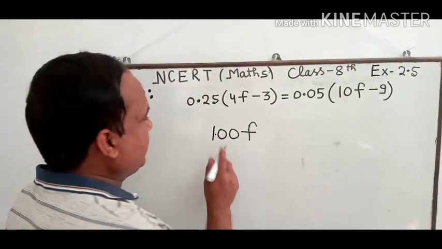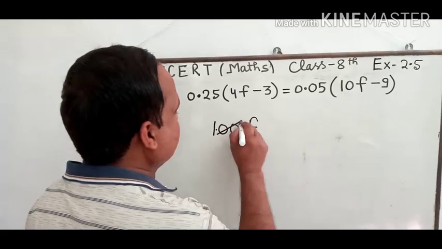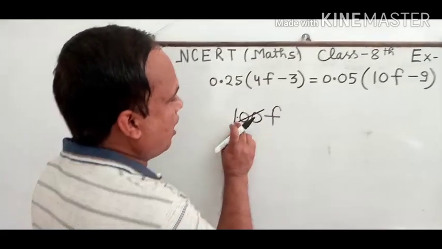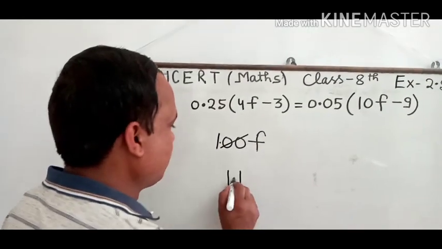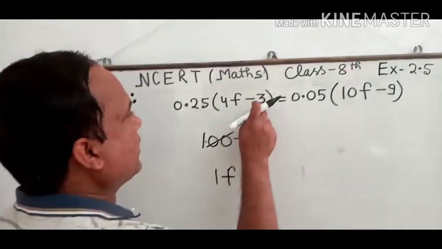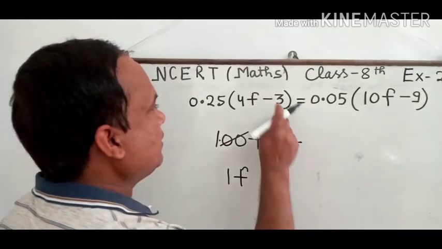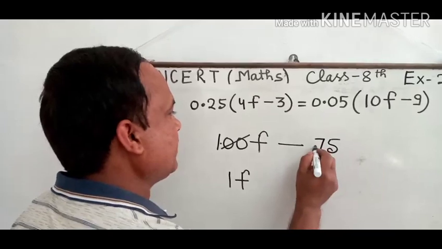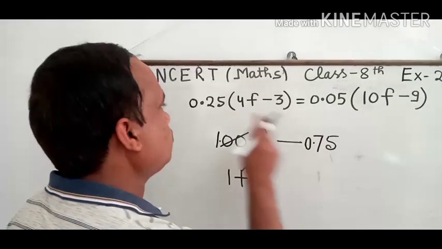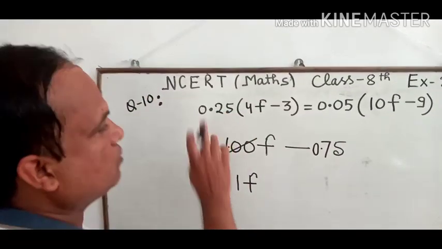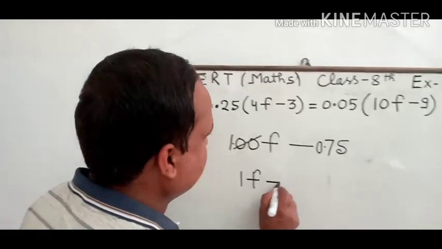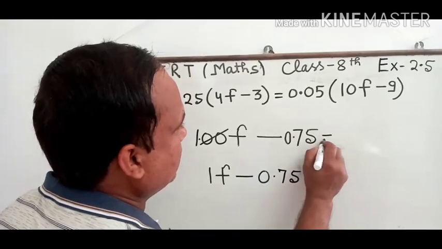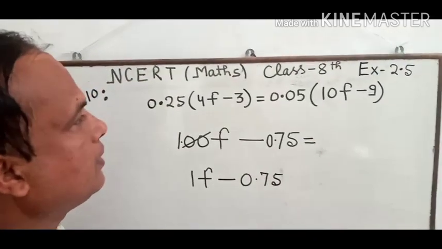So we get here two zeros after the decimal, which have no meaning. So we get 1F. And again, here is the minus sign. 25 threes are 75, and the decimal after 2 places, because here is the decimal after 2 places. So we write here 0.75. You see here the equal sign is here.